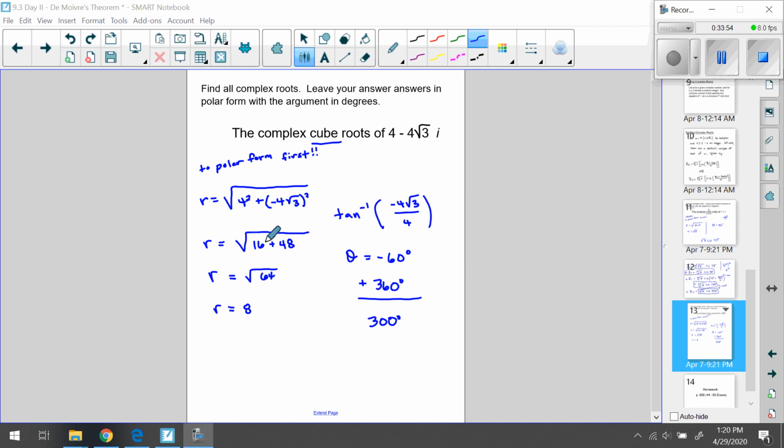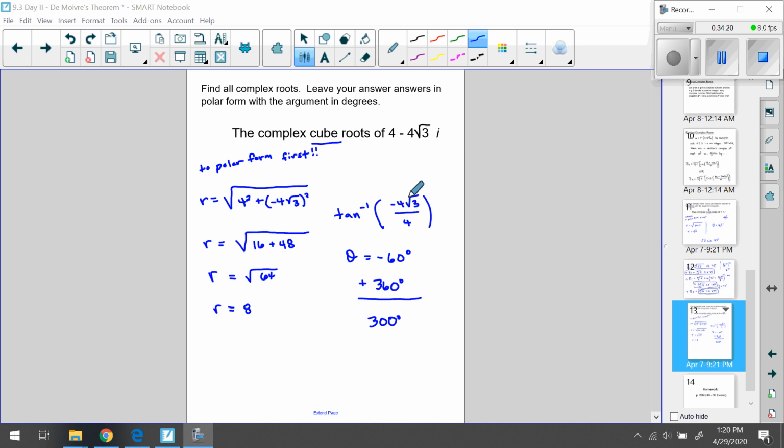Okay, so I went ahead and found R. Again, just use the Pythagorean theorem. So 4 squared plus negative 4 root 3 squared, you get 16 and 48. Square root of 64 is 8 for the R value. And then for theta, again, you can draw your triangle. Maybe it's an angle that you can find. 60 degrees is actually an angle that we could probably find with the ratios of that triangle.